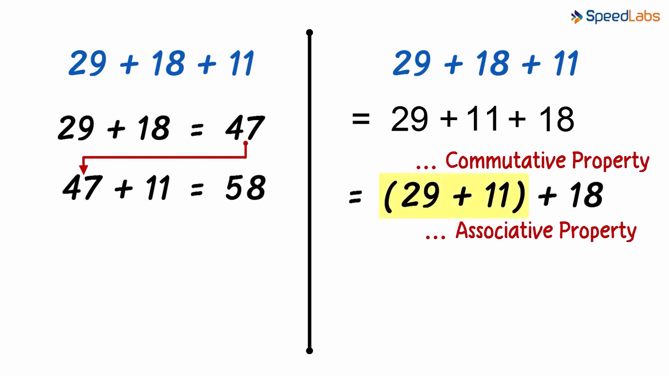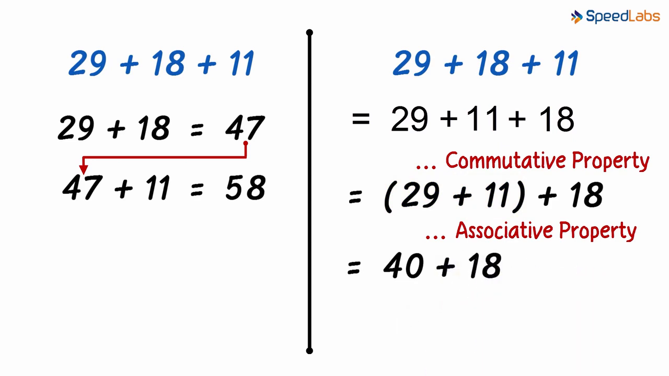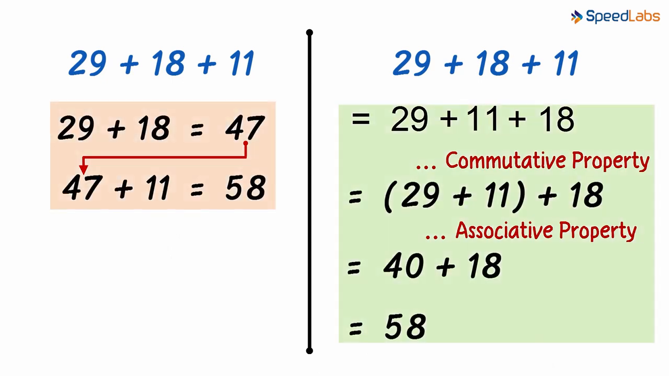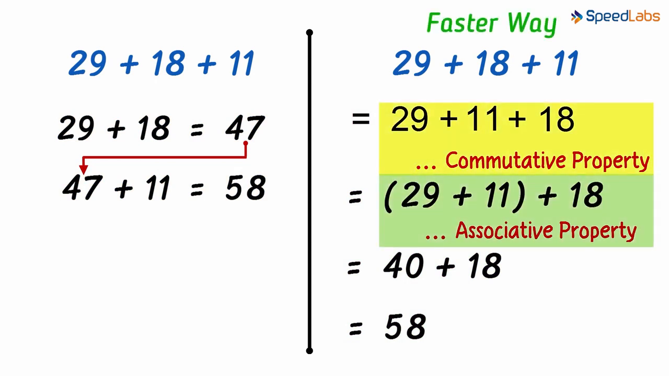Sum of 29 and 11 is 40. And now we can easily add 18 to it. The final answer is 58. Look at the two ways in which we solve this problem. You will see that we can do calculations faster if we apply the mathematical properties.